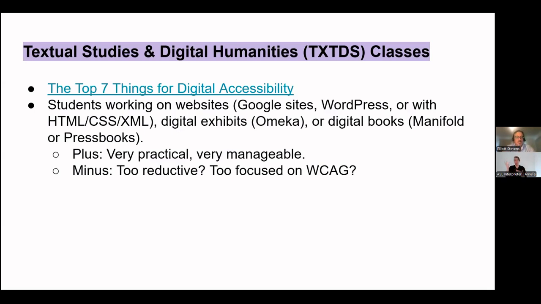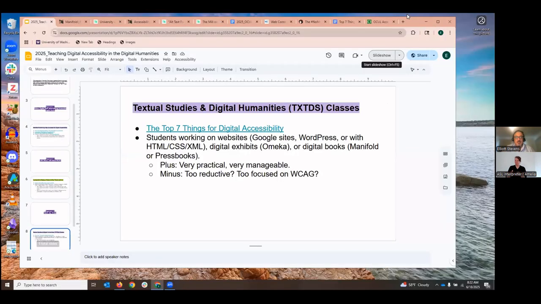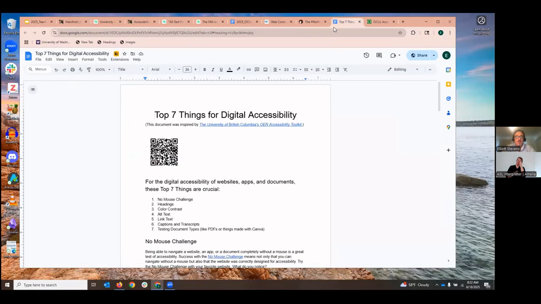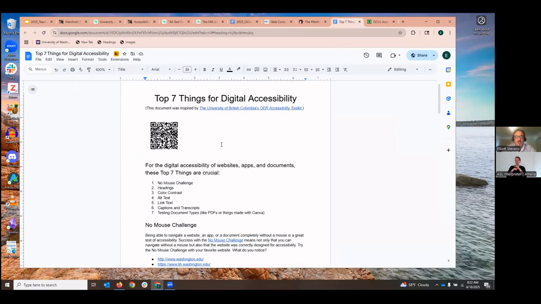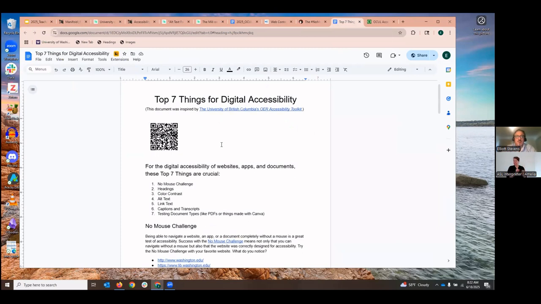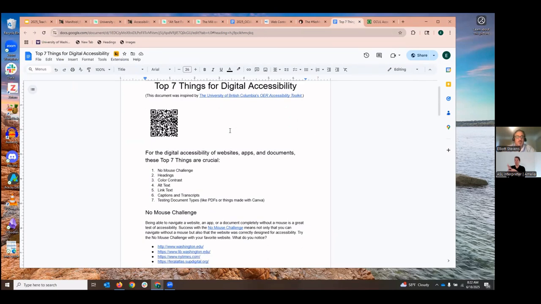And so what I did for these students, I put together a handout that I call Top 7 Things for Digital Accessibility. So this is a Google Doc. There's a lot of text on this Google Doc, lots of links in this Google Doc. And this was inspired by the University of British Columbia's OER Accessibility Toolkit. They made an absolutely amazing resource for that. So a lot of this is inspired by that.